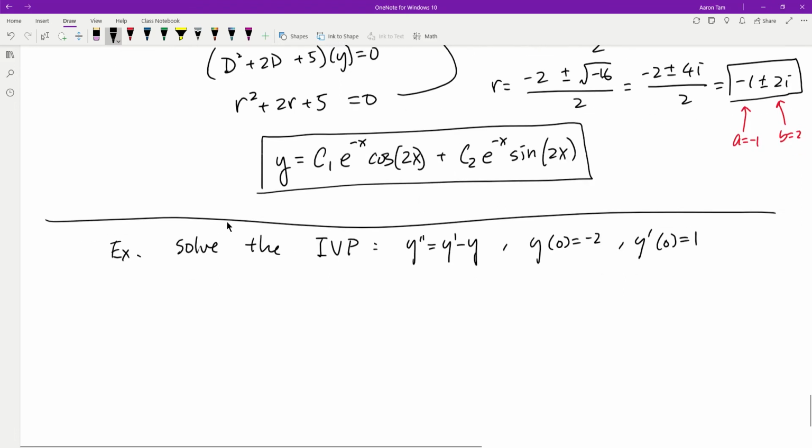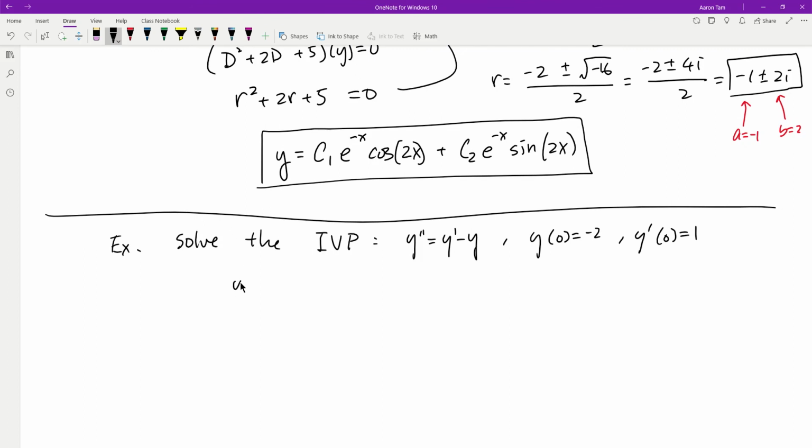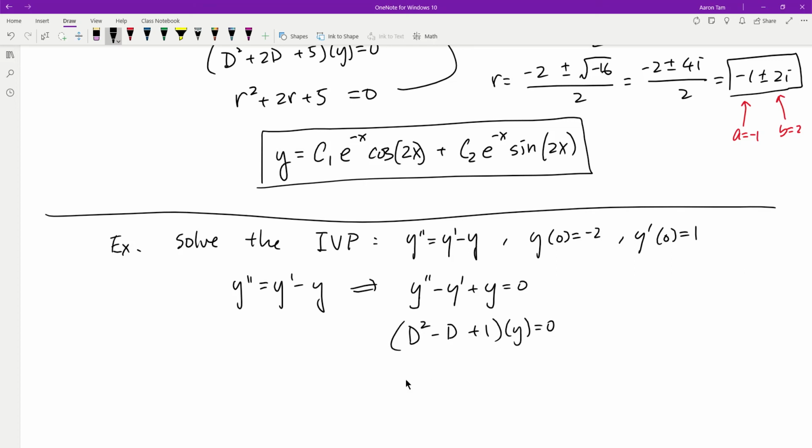So we'll go through our problem. The first thing I need to do is put my equation into what we call normalized form. So that would just be y double prime minus y prime plus y equals 0. And so the differential operator form would be D squared minus D plus 1 of y equals 0. And the characteristic equation is r squared minus r plus 1 equals 0.